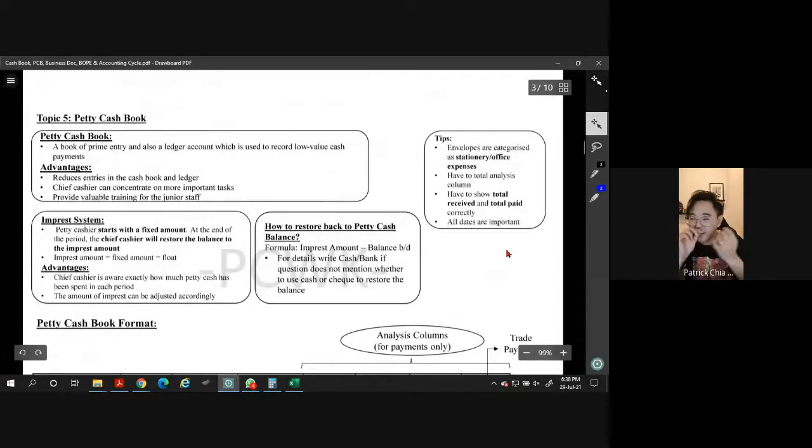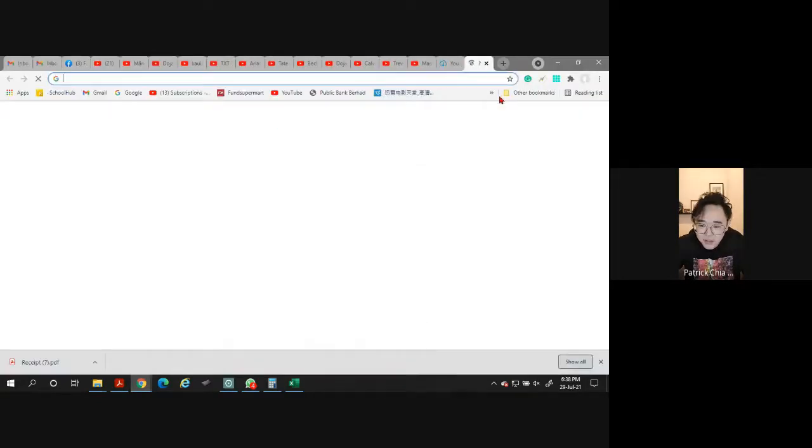Okay. So when you guys see envelope, please do not put it under postage. Envelope is not postage. Why? You know what envelopes are, right? You guys know what an envelope is, correct or not?